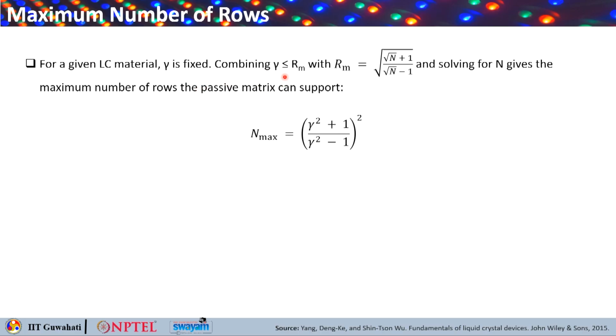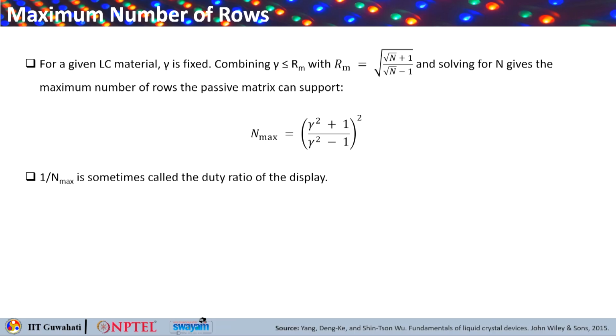So if you combine this requirement that gamma should be less than or equal to Rm, where Rm is given as square root of n plus 1 divided by square root of n minus 1, and then you solve for n, which gives the maximum number of rows the passive matrix can support, you basically get that n max comes out to be (gamma square plus 1 over gamma square minus 1) whole square. Okay, so here 1 over n max is sometimes called the duty ratio of the display.